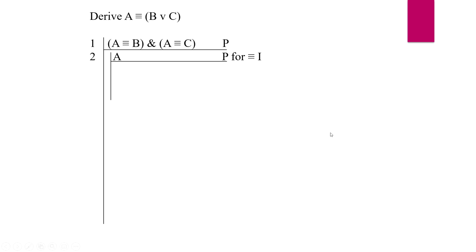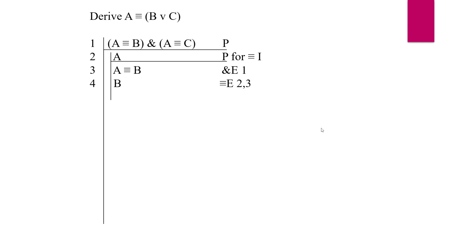Since I have A and I'm trying to get B, on line 3, I'm going to use conjunction elimination to get A if and only if B from line 1. Now we can use biconditional elimination to get B on line 4 from lines 2 and 3.